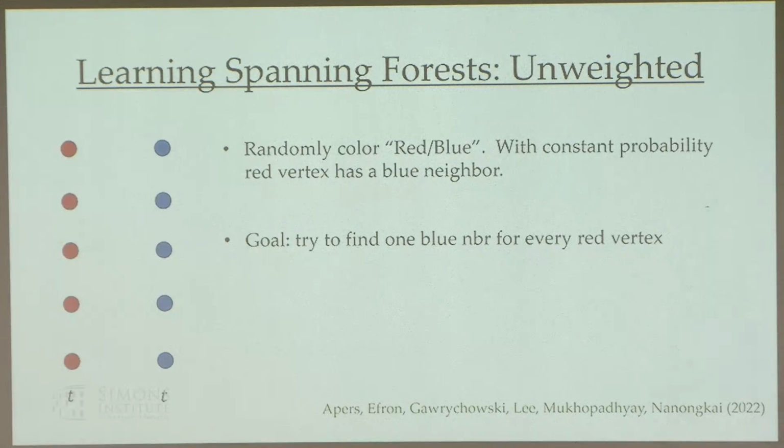And what's the goal? For every red vertex, I would like to find a blue neighbor. If I can do that, then I can contract, and I'm hoping to get this true for at least half the nodes. Okay, here's the algorithm.